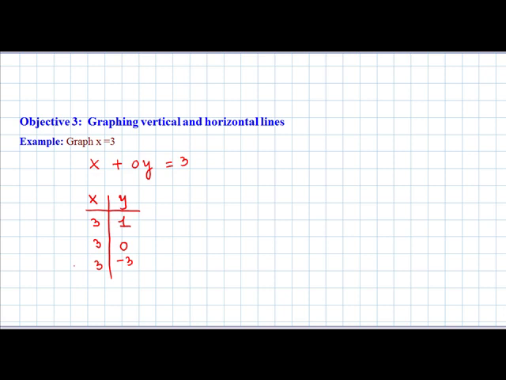Now let's graph this line. Now this line, when the y value is 0, has the x-intercept at (3, 0). Right here I have the x-intercept. Okay, so let's graph this guy.